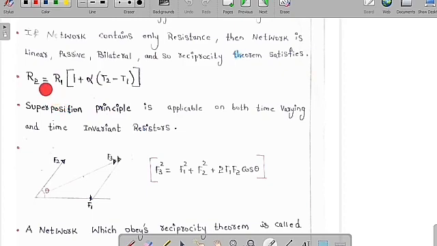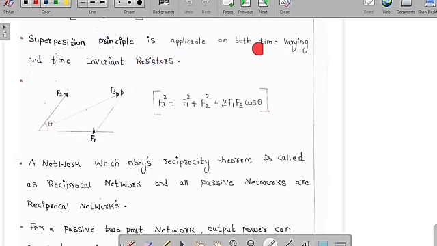Now here R2 is equal to R1 into 1 plus alpha into T2 minus T1. It is a basic relation where R1 is the resistance at T1 and R2 is the resistance at T2, where alpha is the thermal coefficient factor. The superposition principle is applicable on both time varying and time invariant resistance, but it is not applicable for power calculation. It is only applicable for voltage and current calculations.